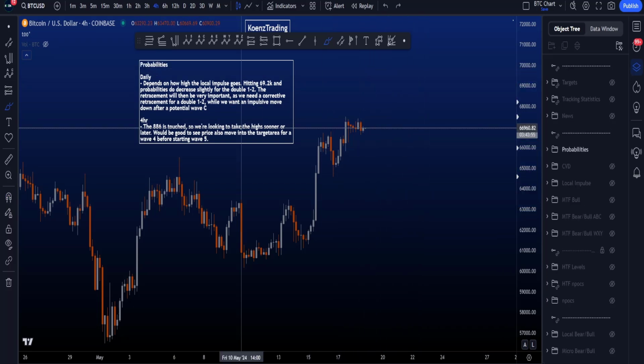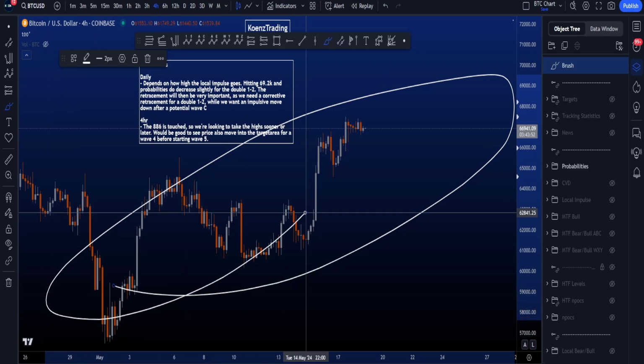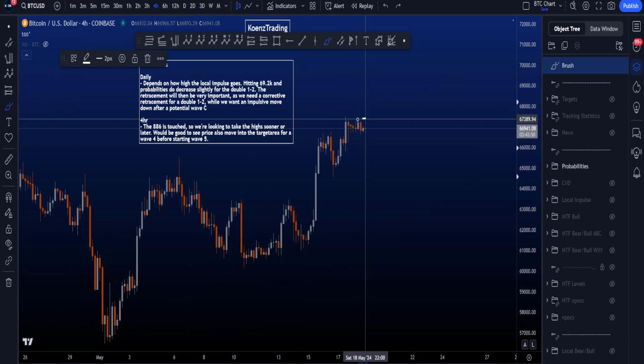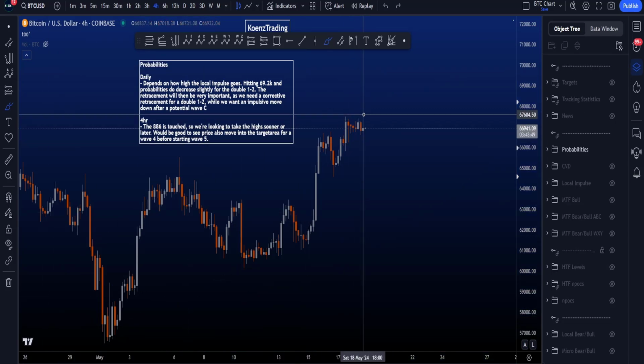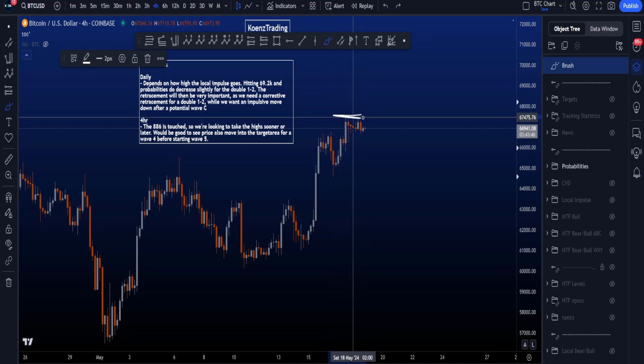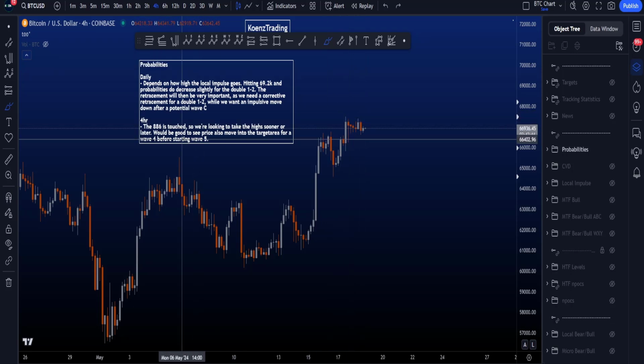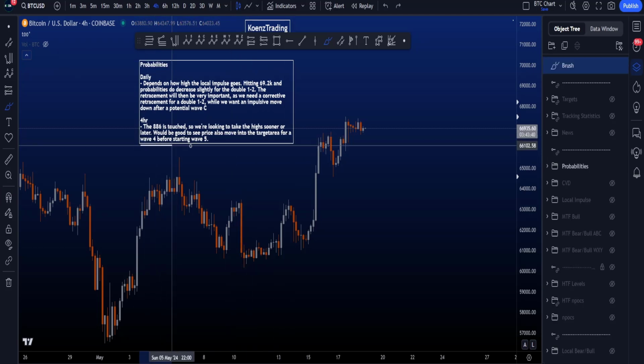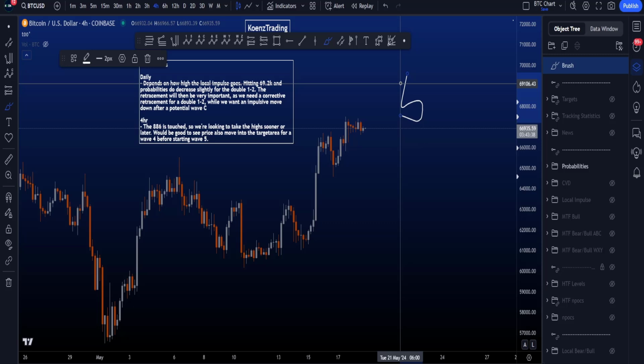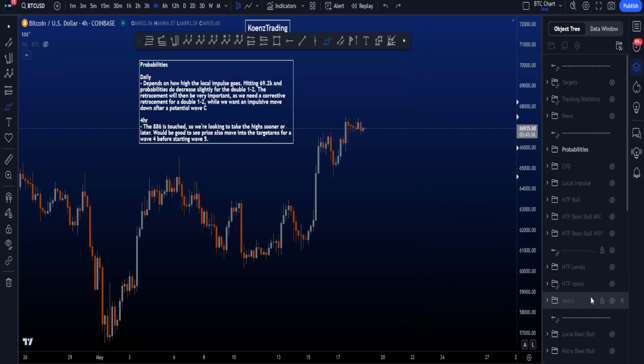On the 4-hour time frame here, the 0.886 locally is touched, so we're looking to take the highs, the double top over here, sooner or later. Would be good, however, to see price also move into the target area for wave 4 before then starting a wave 5 towards the upside, towards that weekly naked point of control.